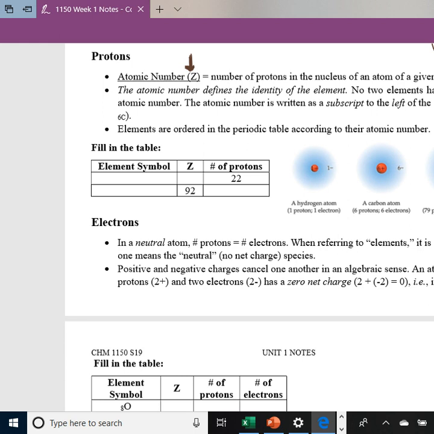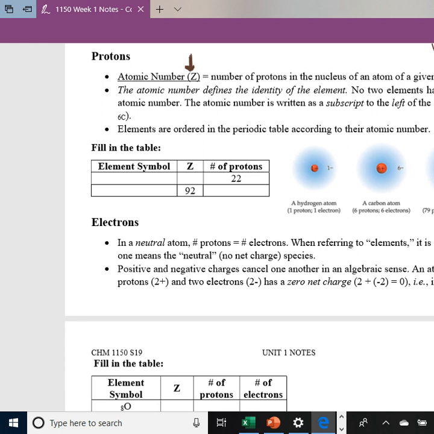The atomic number is written as a subscript to the left of the symbol. So, for example, if you hear somebody say that a certain element has an atomic number of 6, then that will always be carbon. Carbon cannot have any other Z value than 6. If the Z is 7 instead, then we're not talking about carbon anymore, we're talking about nitrogen. So Z is always equal to the number of protons, and it dictates the identity of the element. You'll also notice that in the periodic table, the elements are ordered according to their atomic number, increasing from 1 up to 118.